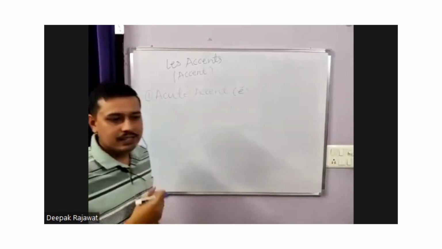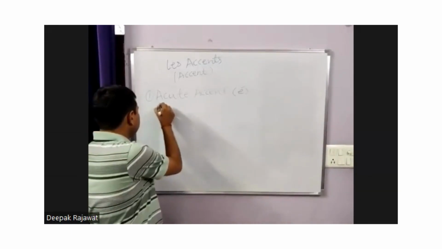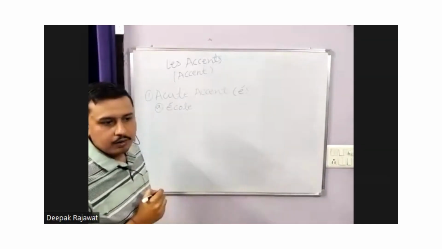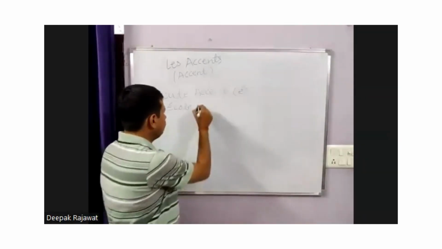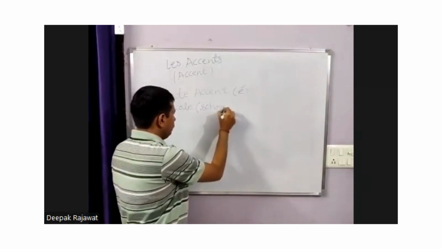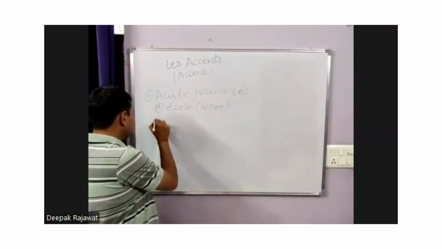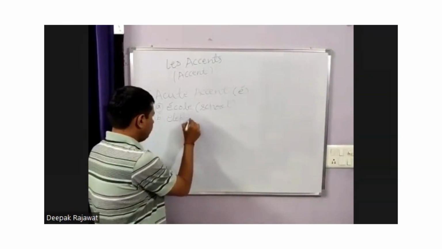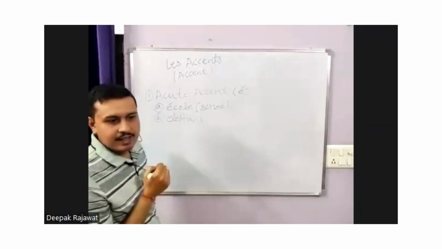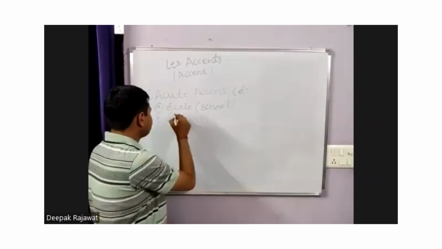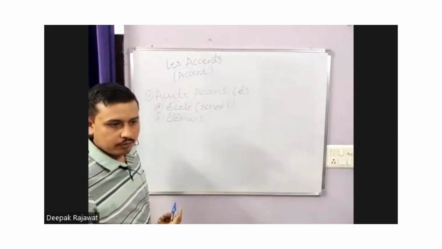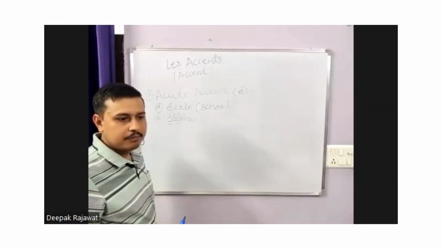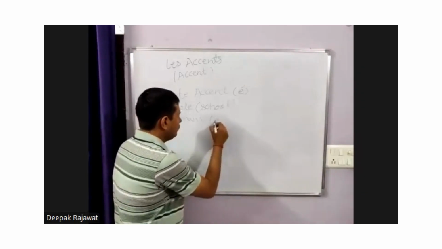Now we are going to take some examples. École is school. Then the second example: this is elephant, same as in English, but when we put the accent, it becomes éléphant. Éléphant.